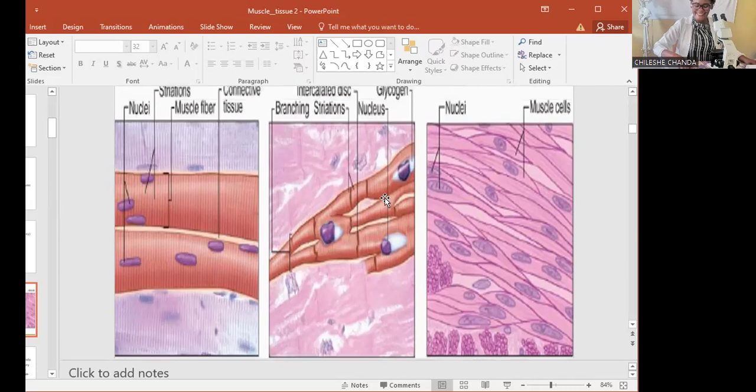3, you will notice that each fiber has one nucleus. Each fiber has only one nucleus, okay? It is not multinucleated.